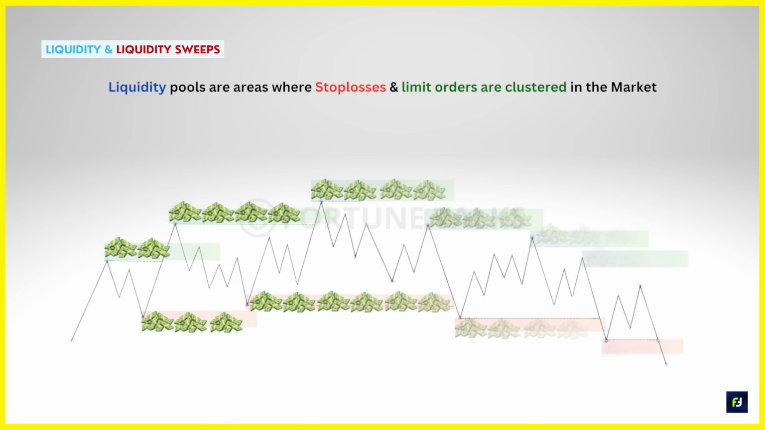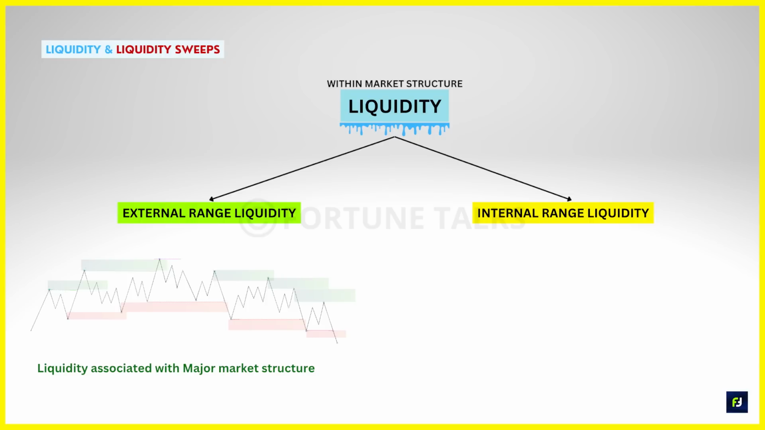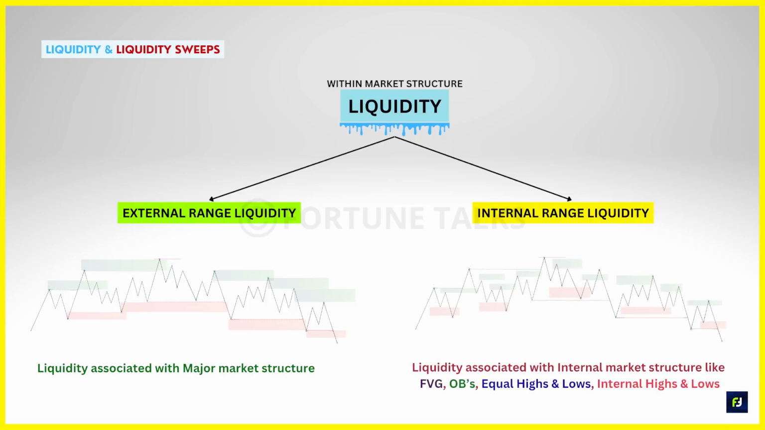So, as you may all know by now, liquidity sweeps are zones on the chart where large amounts of stop loss orders and pending orders accumulate, often forming within and outside of a dealing range. There are internal and external range liquidities. External range liquidity is the liquidity associated with the major swing highs or lows, while the internal range liquidities are associated with fair value gaps, order blocks, equal highs or lows, and internal highs or lows within the range.